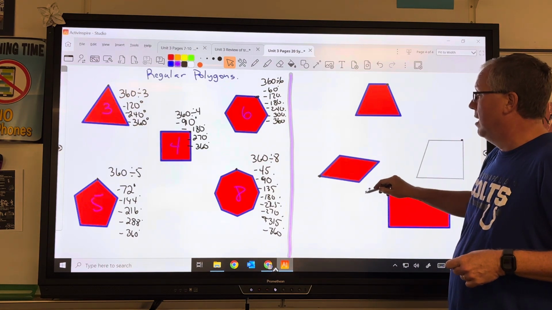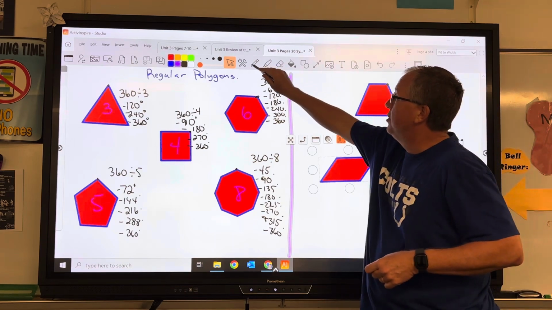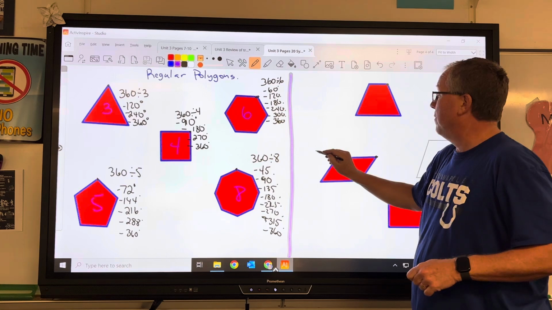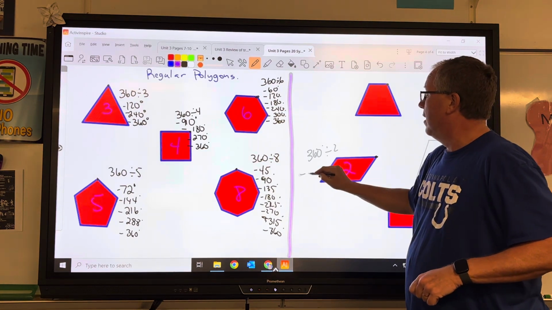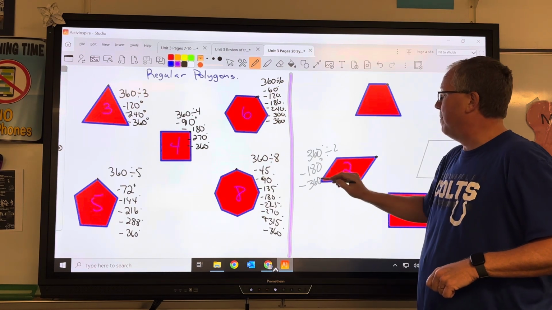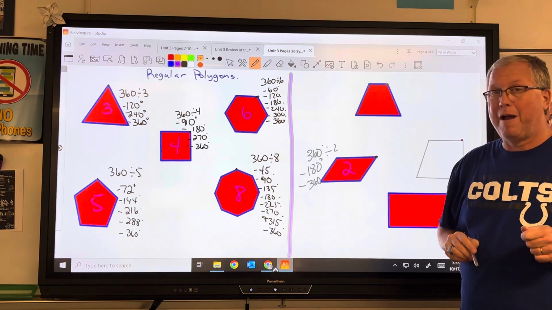1, 2. It happened 2 times on this one. So I would go 360 divided by 2, that's 180. So it's going to happen at 180 and it's going to happen at 360. That's my rotational symmetry for a parallelogram, okay?